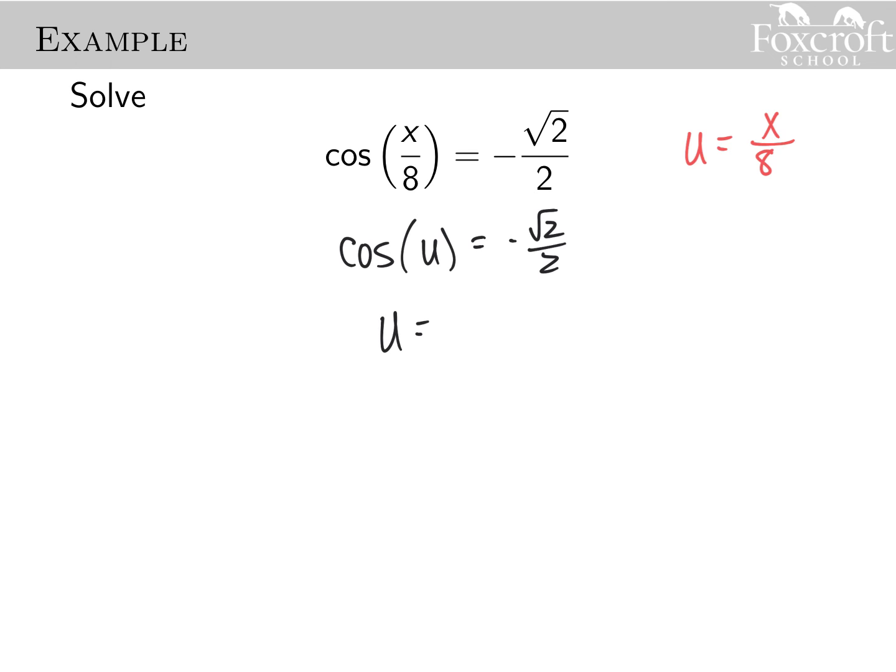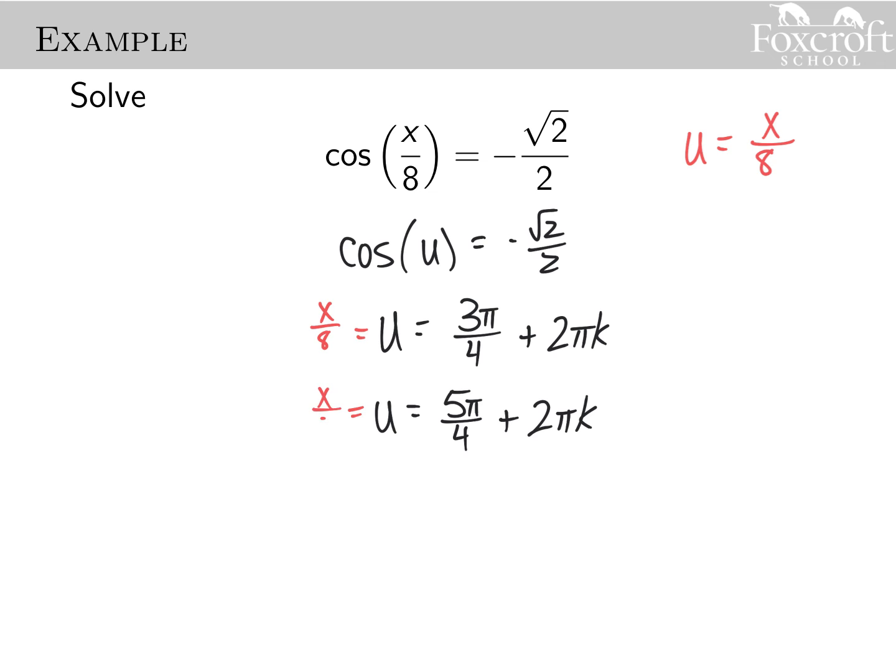We figured out that u was 3 pi over 4 plus 2 pi k, and u is 5 pi over 4 plus 2 pi k. Again, that was the last learning objective piece. But now we go back and remember that, well, actually u is x over 8. And again, our final goal whenever we're solving an equation is always to get our variable x by itself. So to get rid of this over 8, I have to multiply both sides by 8, because that'll cancel out that fraction.